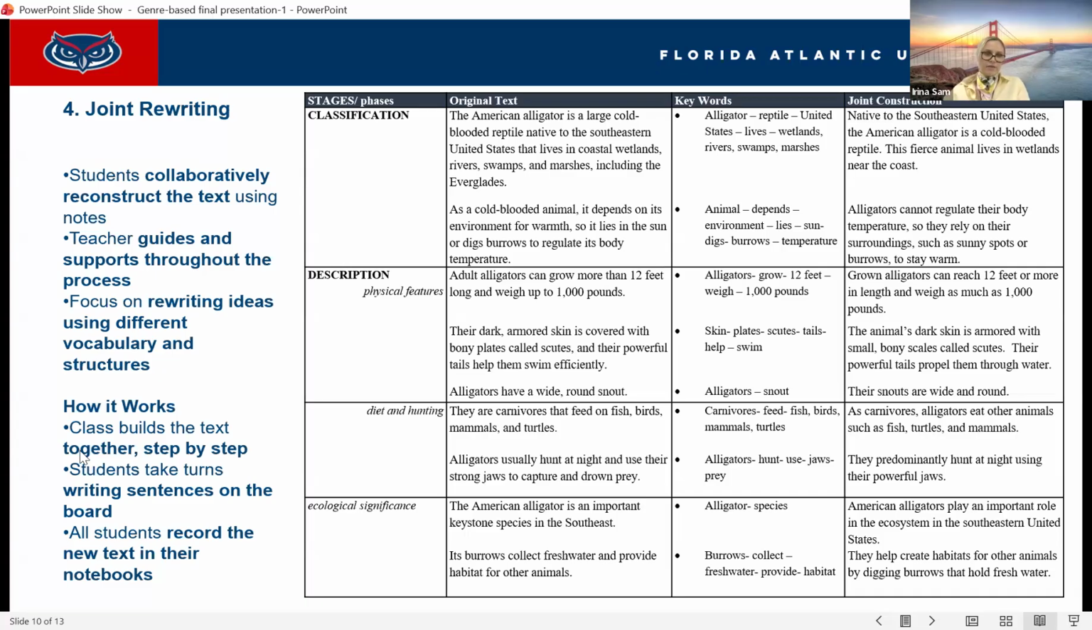I included stages and phases in the chart on the left, the original text followed by the keyword chains. And on the very right side, I have joint construction sentence examples, and they are paraphrased. And you can see we're using synonyms here and even different sentence structures to rewrite the original text.